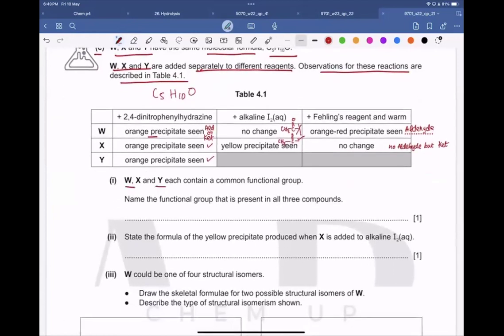Now, W, X, and Y each contain a common functional group. Name the functional group that is present in all three compounds. So the common one is carbonyl, because aldehyde and ketone are collectively called carbonyl. The common functional group that all have, which is identified by 2,4-DNPH, with 2,4-DNPH all of them show orange precipitate, which means they have a carbonyl functional group. And carbonyl means either it's an aldehyde or a ketone. Now part 2. State the formula of the yellow precipitate produced when X is added to alkaline iodine. So the yellow precipitate is iodoform, and the formula of iodoform is CHI3.